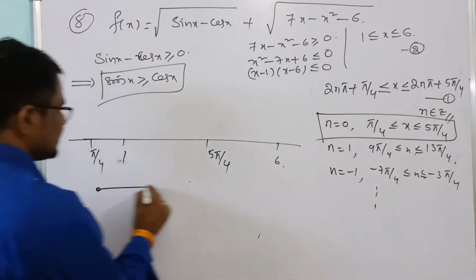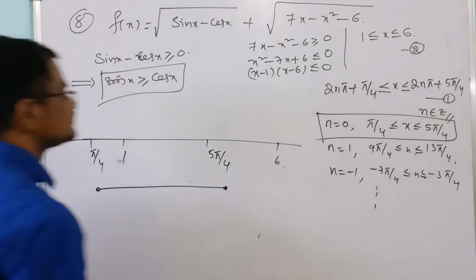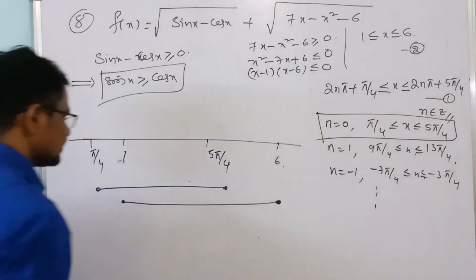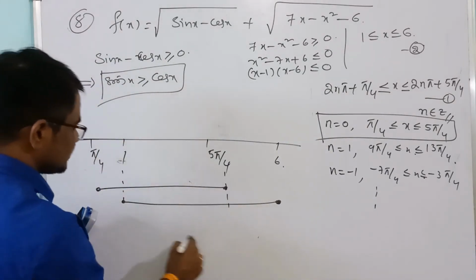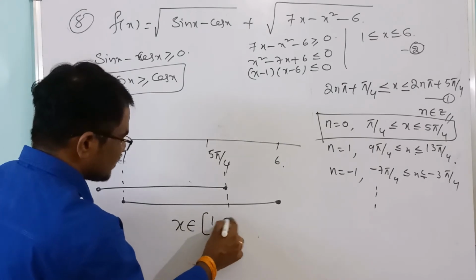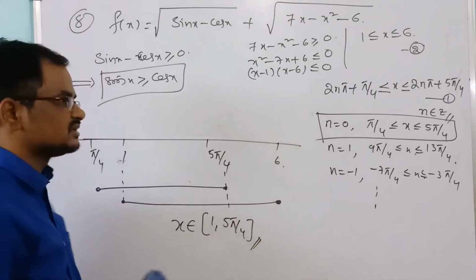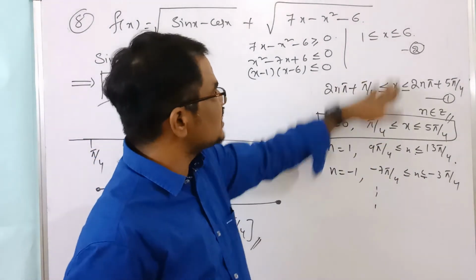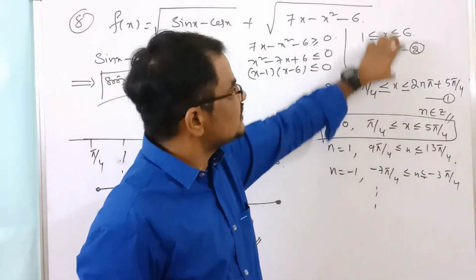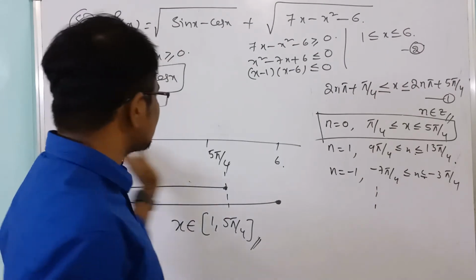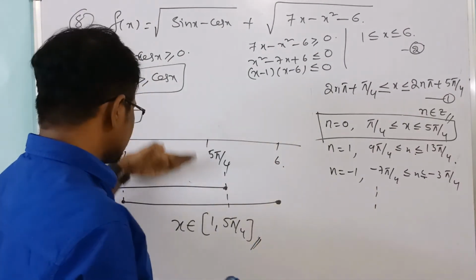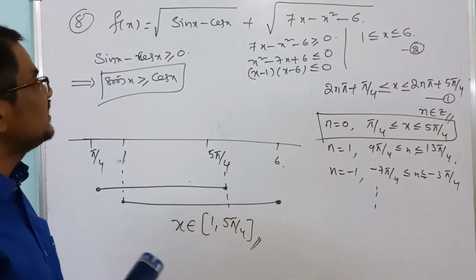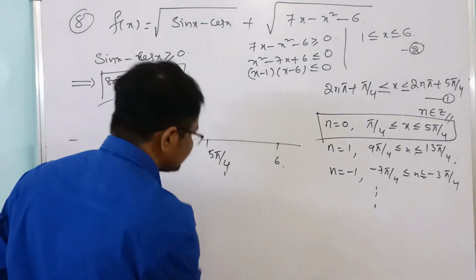Now here to here is this one and here to here is this one. Right? Now the common area is here to here. So x belongs to the closed interval 1 comma 5 pi by 4. This is our required solution. Understood? Because along this one we won't get the common solutions, and here also we won't get the common solution. Only with this one will we get the common solution. So that's why we took that only, on the real number line, and the common area is 1 to 5 pi by 4. This is our required solution, nothing but the domain of the given function.